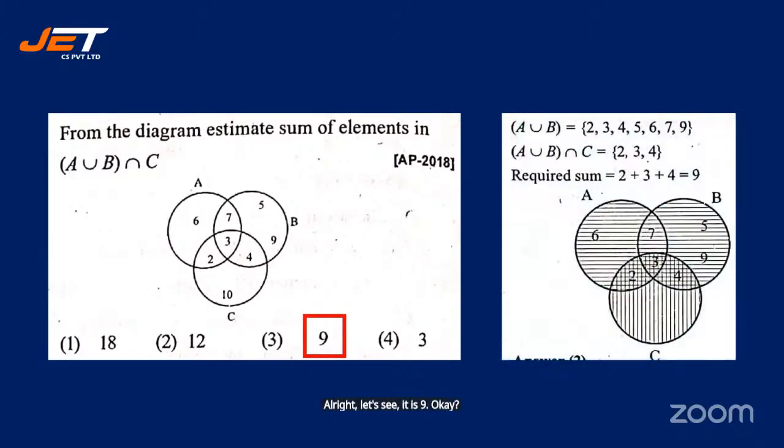Okay. See, A union B is 2, 3, 4, 5, 6, 7, 9. That intersection C is 2, 3, 4, because in C we have 2, 3, 4, 10. So that intersection C will be only 2, 3, 4. And what are they asking? Estimate the sum of the elements, which means 2 plus 3 plus 4, which is 9.